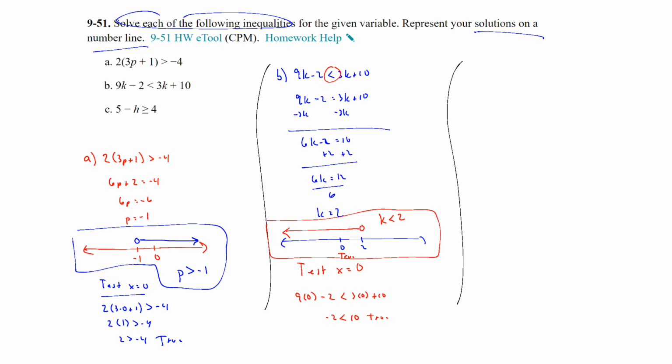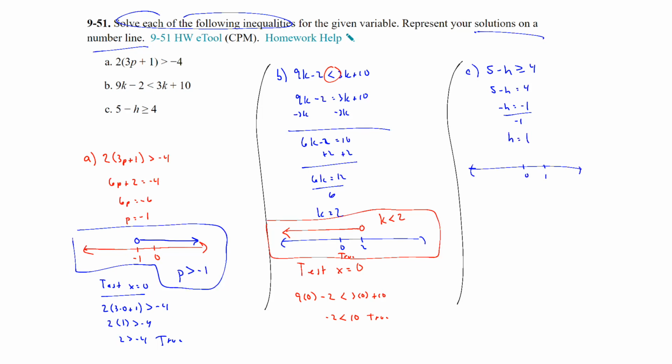And then on to part C. C is 5 minus h is greater than or equal to 4. So 5 minus h is equal to 4. Once again, looking for that boundary point. We could subtract the 5, and that would give us negative 1. Divide by negative 1, and h is equal to 1. So we know, once again, our boundary point is at 1.